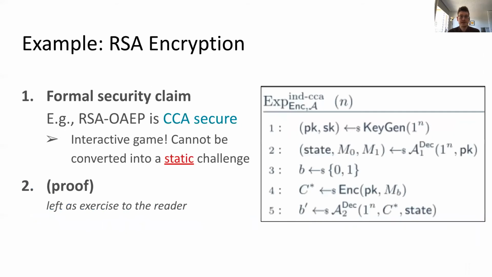Let's look at a specific example that everyone's probably familiar with, RSA encryption. Today, we have strong formal security claims for RSA. For example, that it is indistinguishable under chosen ciphertext attacks with proper padding. But note that this security claim cannot be directly captured by a static challenge because it involves multiple rounds of interaction between an adversary and victim.